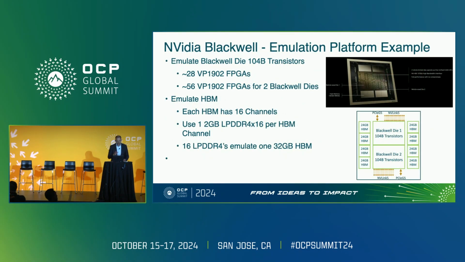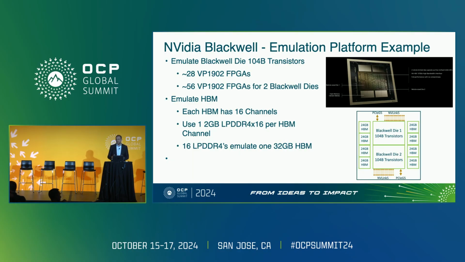So if we look at that in contrast to the Blackwell, if we're building an emulation platform for Blackwell, we want to emulate this 104 billion transistor die. That would need about 28 VP1902s to actually build that emulation of that die. Or if you wanted to emulate two of the dies bolted together, you'd need 56 of the FPGAs, roughly speaking.